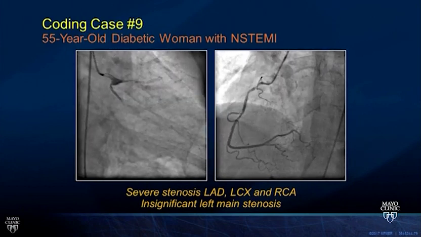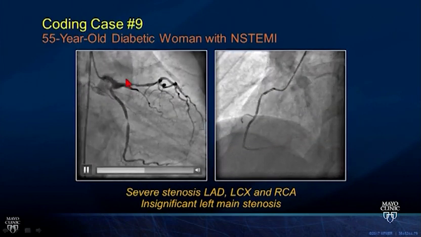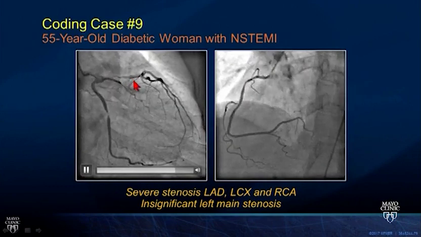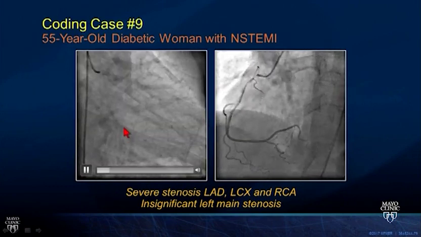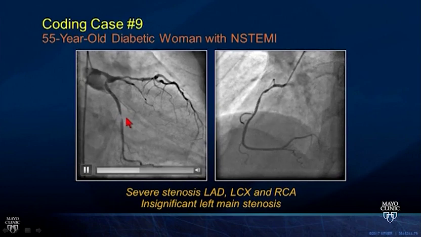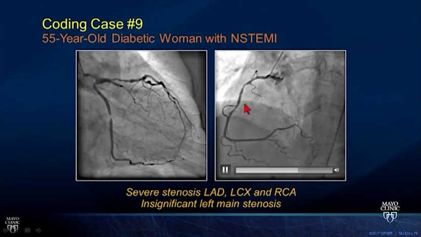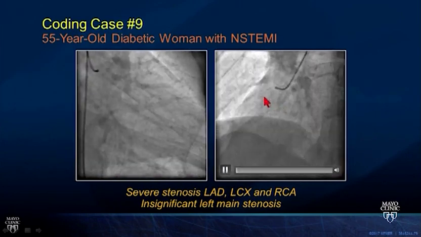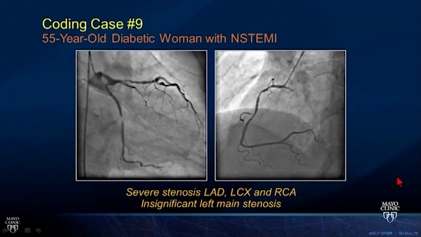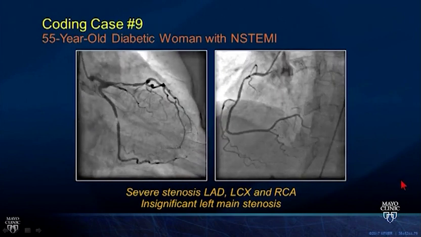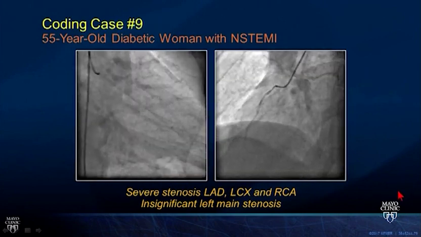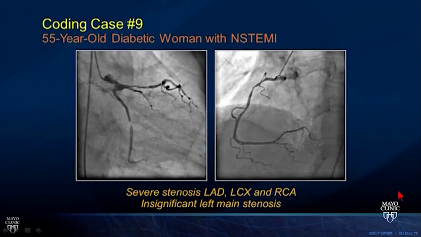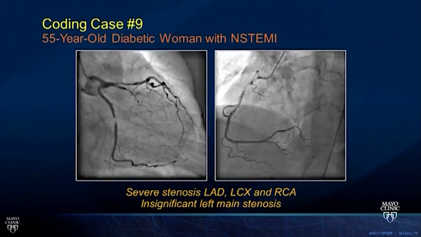So they have a severe stenosis in the LAD here. This is where the LAD comes off. A severe stenosis in the left circumflex, and then also the right coronary is severely diseased proximally as well. There is left main disease, but it's less than 50%, so you could also code insignificant left main stenosis, but that's not really the focus of this.